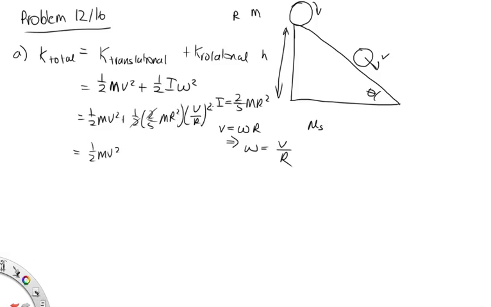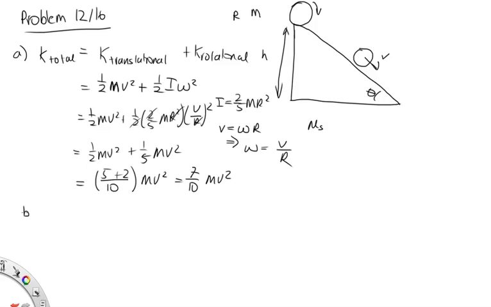This r squared will cancel with this r squared, and we'll actually end up with a 1/5 mv squared. Okay, so just adding these together, let's put them over 10. We've got 5/10 mv squared plus 2/10 mv squared, so that's 7/10 mv squared. So that's the total kinetic energy.